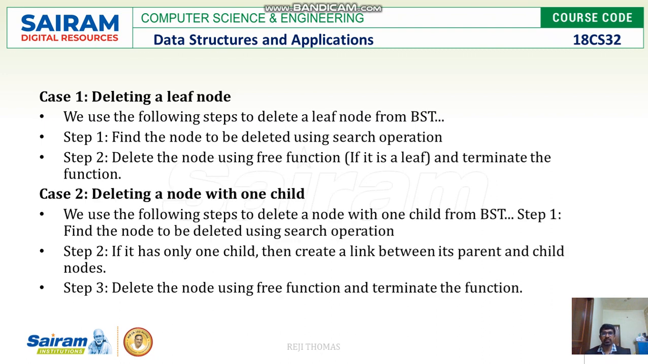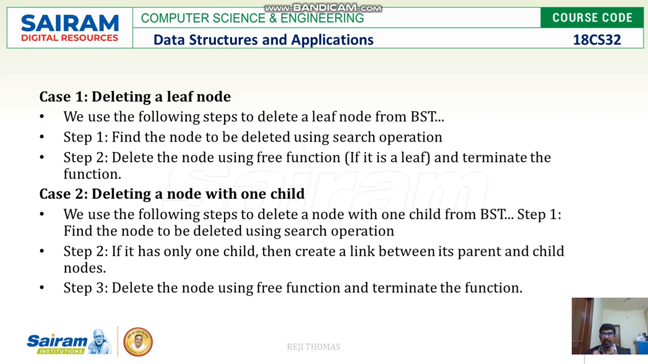If the node to be deleted is a node with one child, we have to make a little more precautions, you have to be a little more careful with this. So we have to use the following steps. First thing is find the node to be deleted. You have to perform a search operation. Please visualize. We are going to delete a node in a binary search tree which has got a single child. So you have to find the node to be deleted.